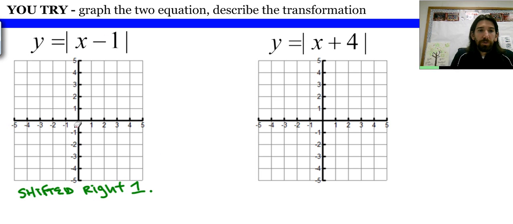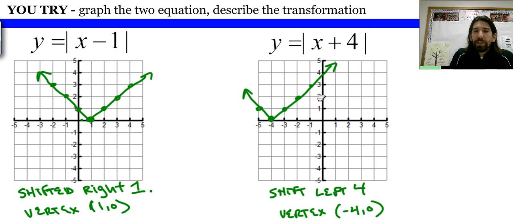So if my vertex was at 0, 0, now my vertex is here. My slope is still the same. So up 1 over 1. Then up 1, back 1. Make that V. And that's it. Shifted to the right. Go ahead and pause the video. Try this one. Give it a shot. And then unpause it and listen to the explanation to see if you got it right.